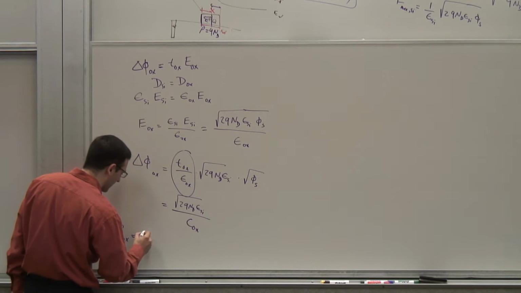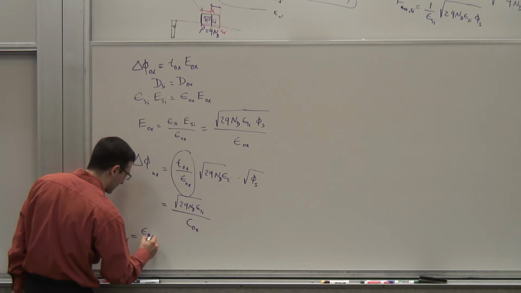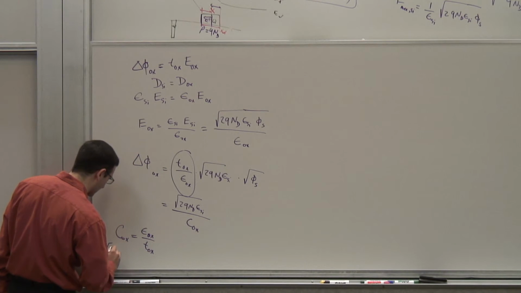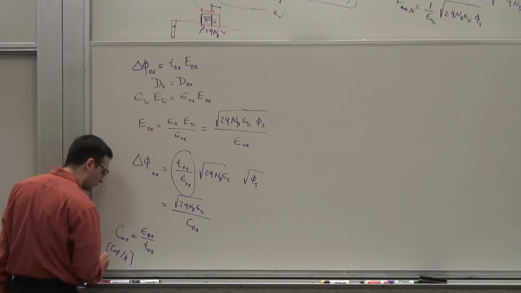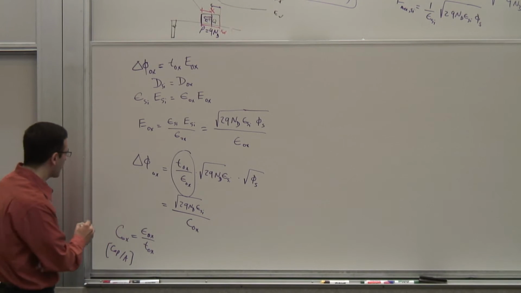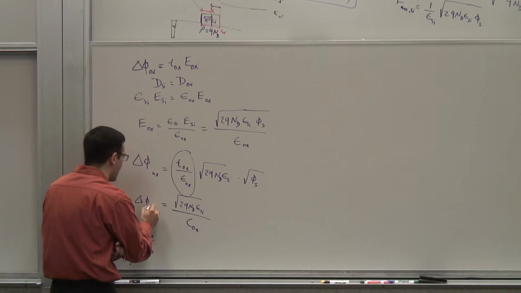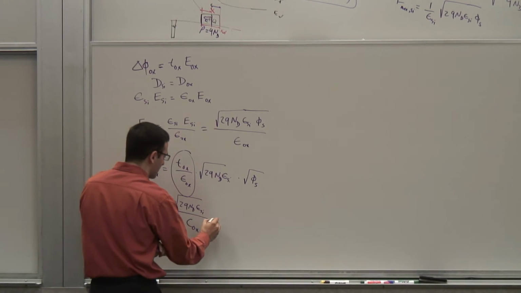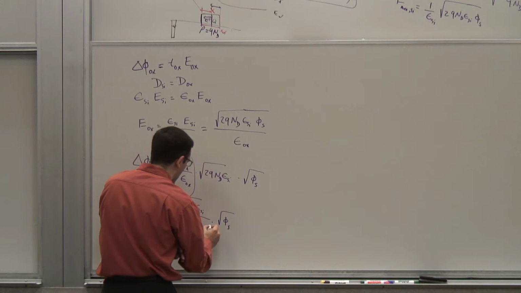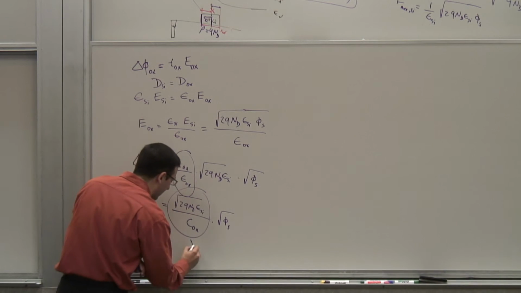where Cox is epsilon ox divided by Tox, which is the oxide capacitance per unit area. Okay, so that's delta Φox. And by the way, we give this quantity, times square root of Φs, a name. Now, this quantity we call gamma.